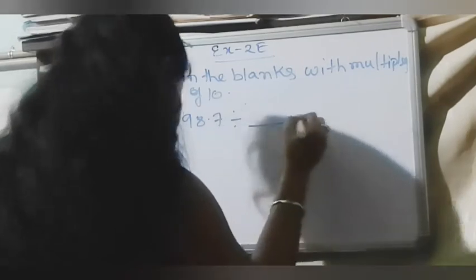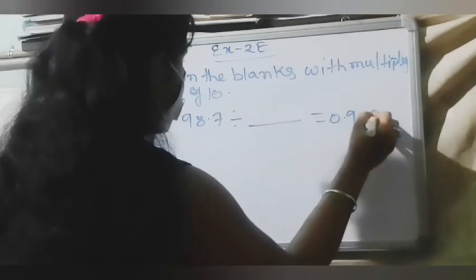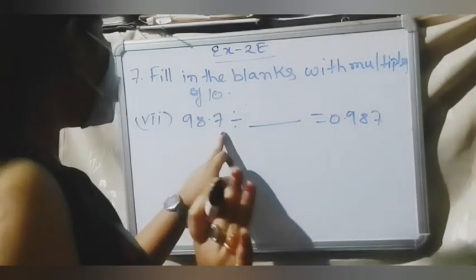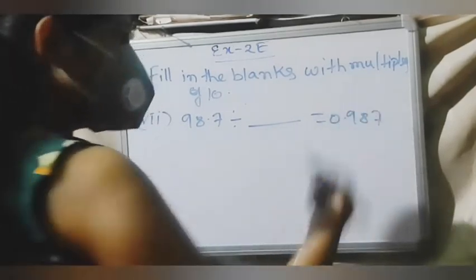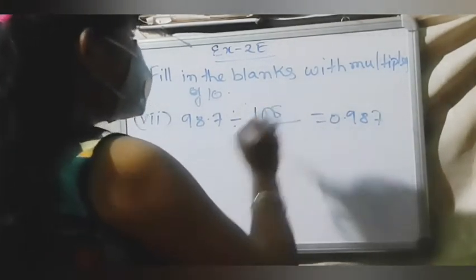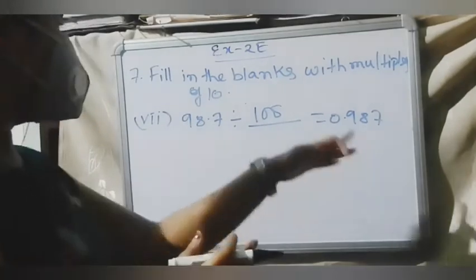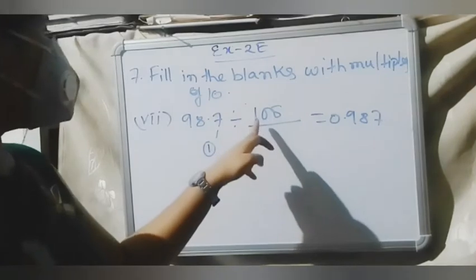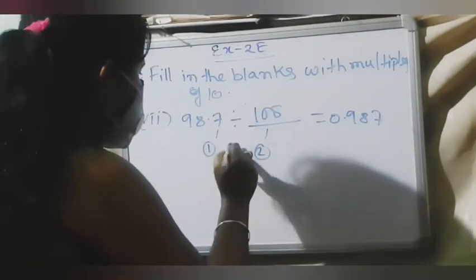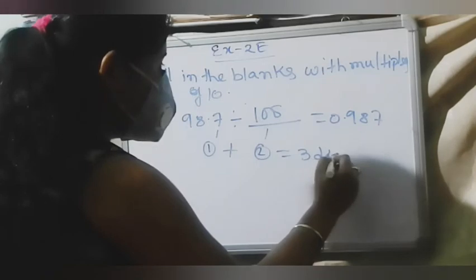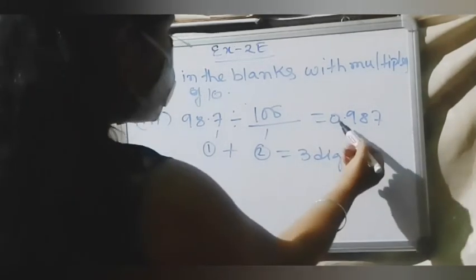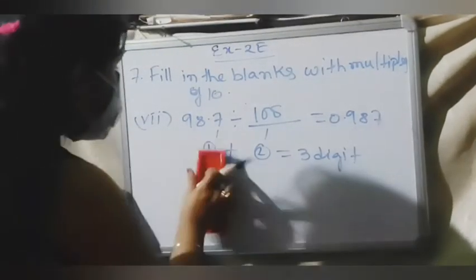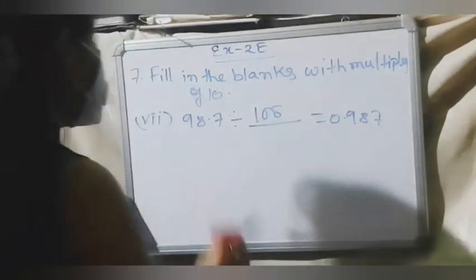98.7 divided by dash is equal to 0.987. Simple. Here after the decimal there is 1 digit. You need after the decimal how many digits? 3 digits should be there. So if you are dividing by 100, you will definitely get 3 digits after the decimal point, because 1 digit is already there. If you are dividing by 100, 2 digits you will get. 1 plus 2 is what? 3 digits. You see, after the decimal point, how many digits are there? 1, 2, 3. Okay.